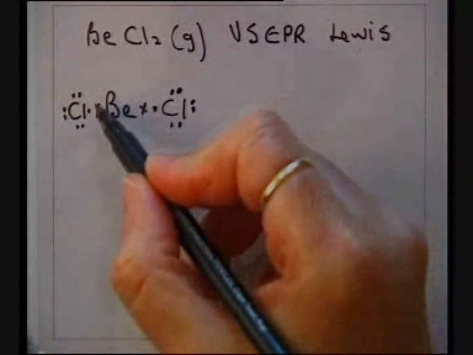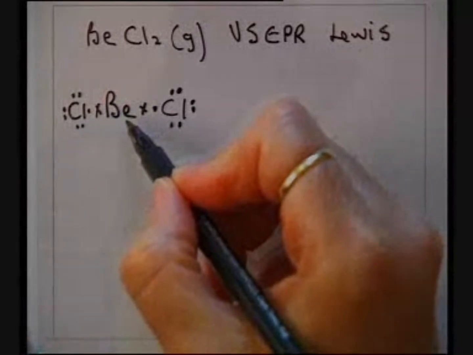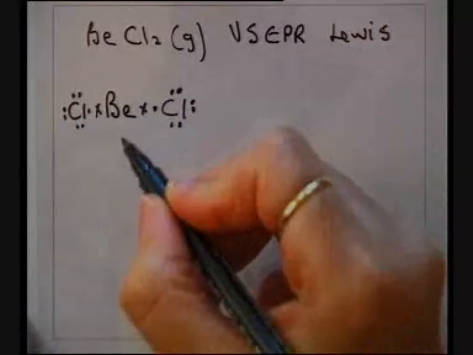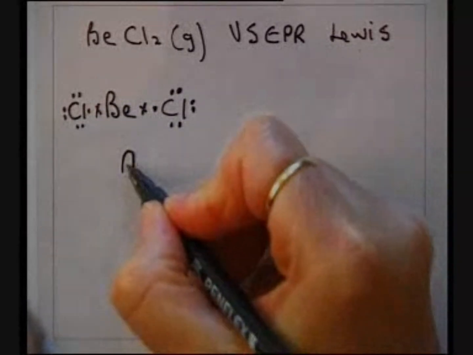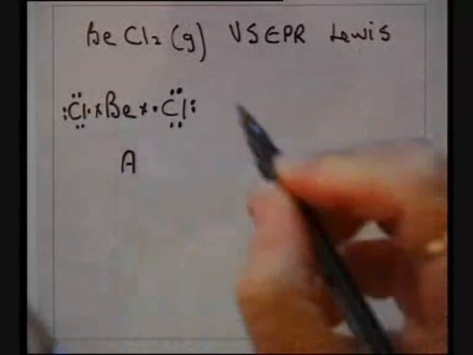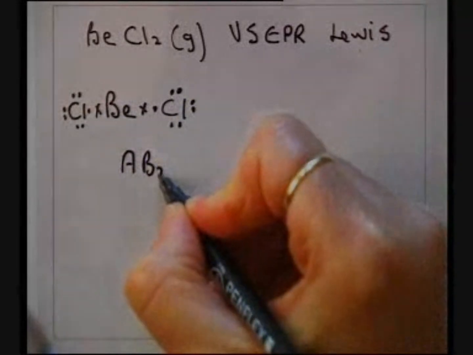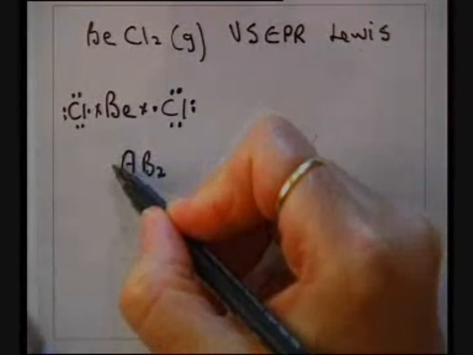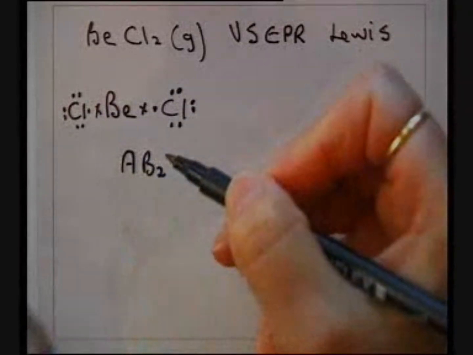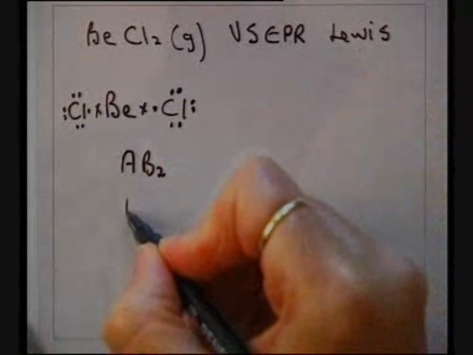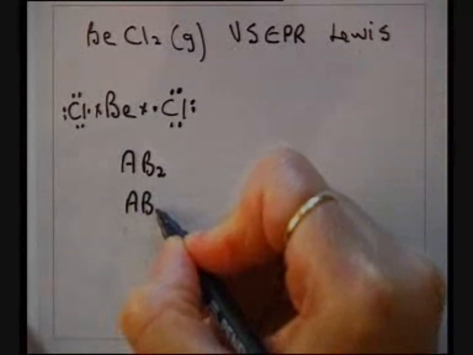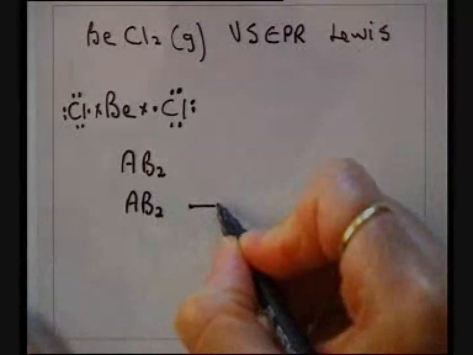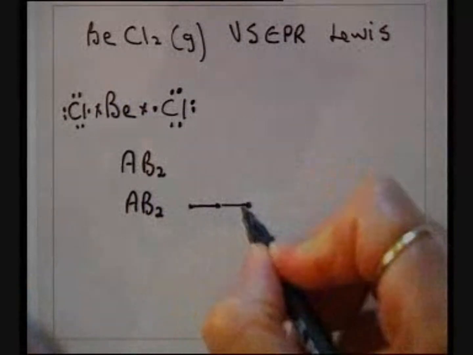Here we've got a typical example of the exception to the octet rule. Prediction of molecular geometry: we've got a central atom, beryllium, represented by A, and 2 terminal atoms. No distortions in this molecule because we haven't got any lone pairs on the central atom. The molecular geometry will be the same as the electron pair geometry, AB2.